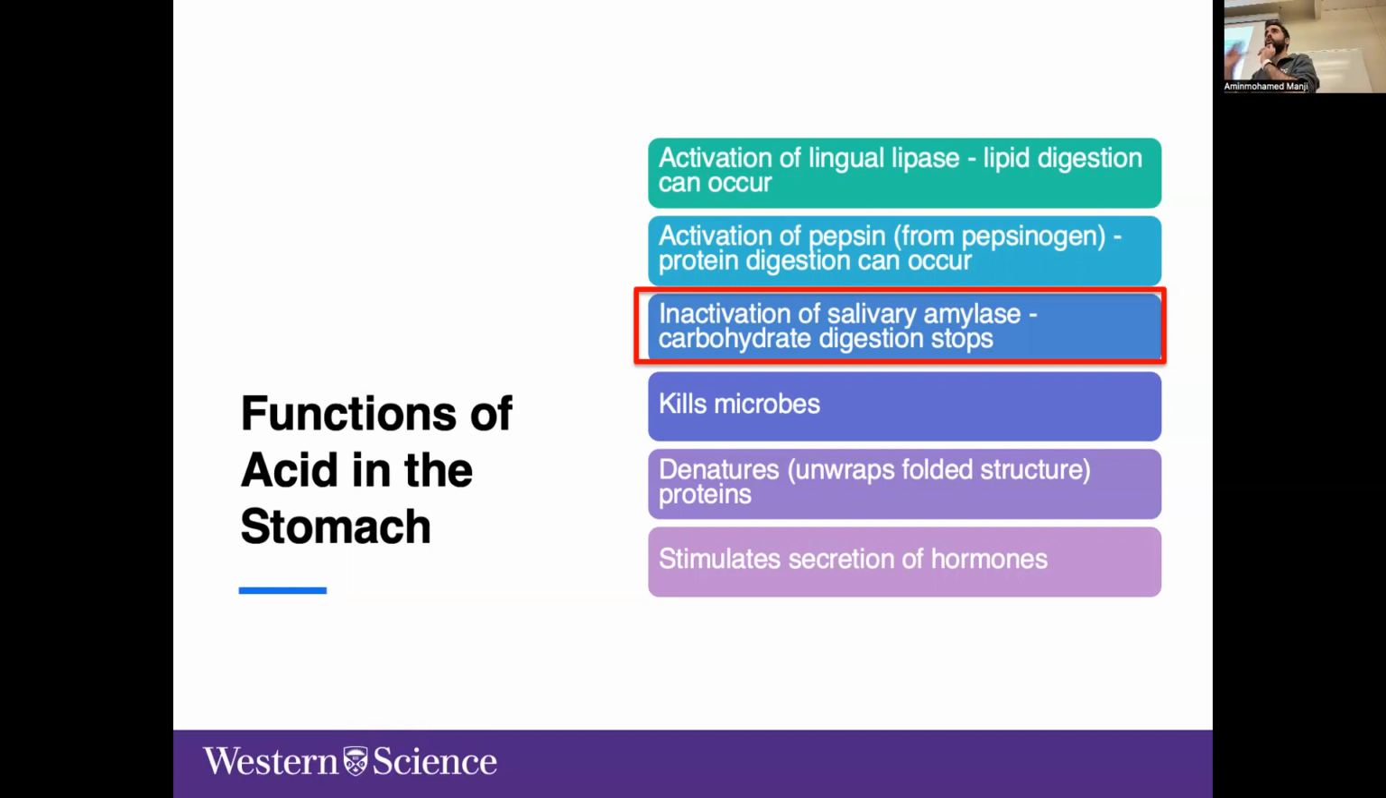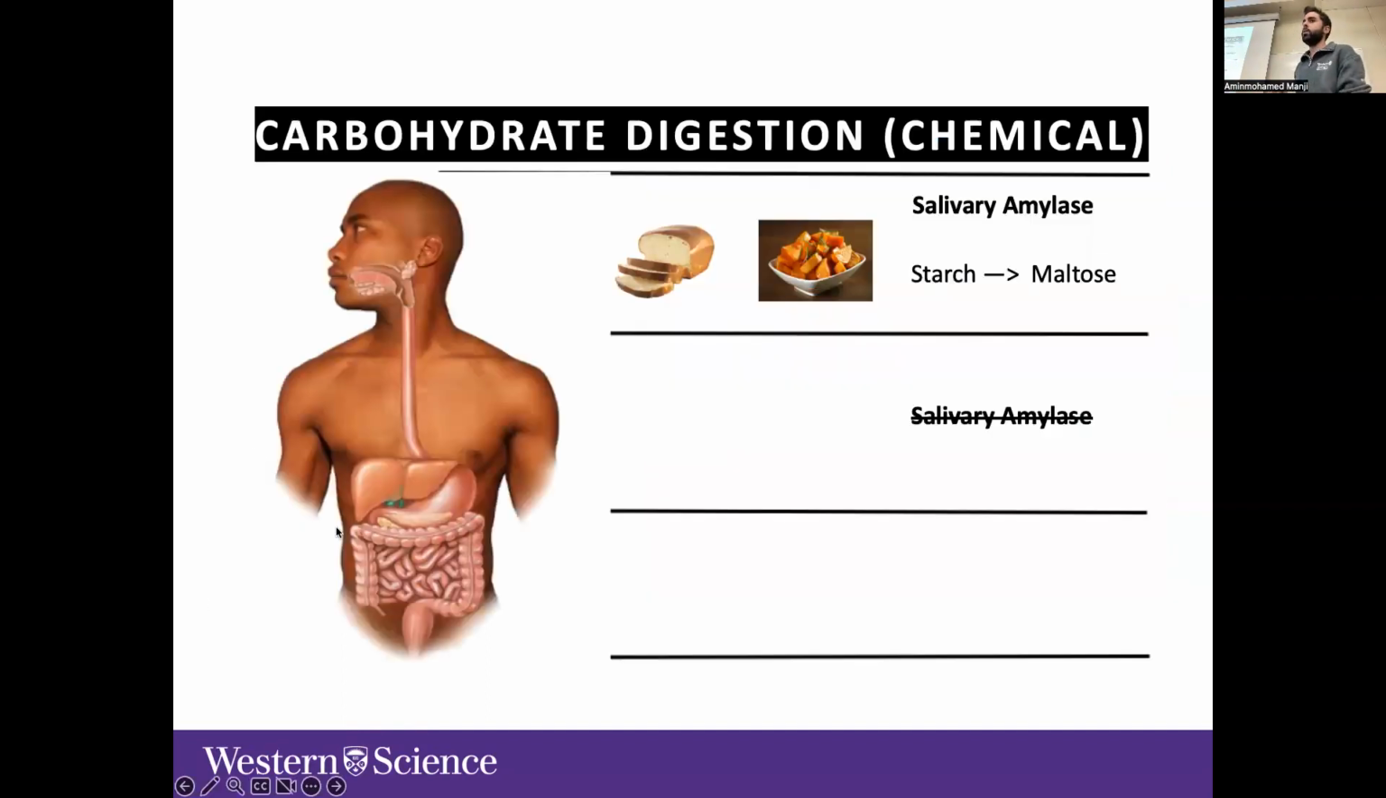These are all proteins. They work in a very specific environment. So even though you swallow salivary amylase, it does not play any role in the stomach because that stomach acid is literally inactivating it. Does that make sense so far? Okay. What about the small intestine?